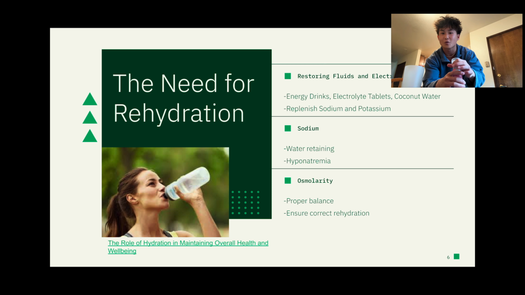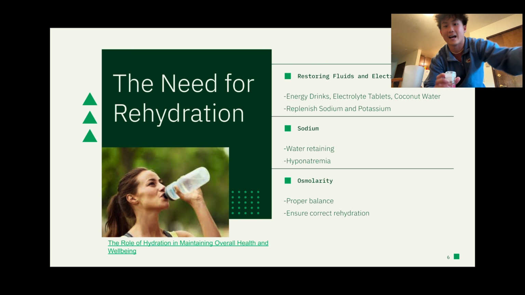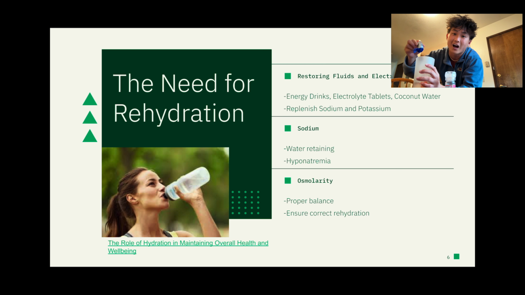In summary, rehydration during exercise is a chemical process involving water and electrolytes working together to keep our bodies hydrated, maintain performance, and prevent dehydration-related issues. Understanding the chemistry behind it can help athletes optimize their rehydration strategies for better performance and recovery.